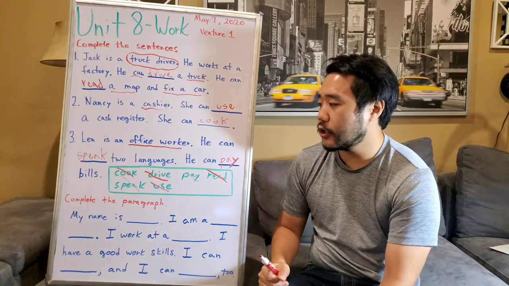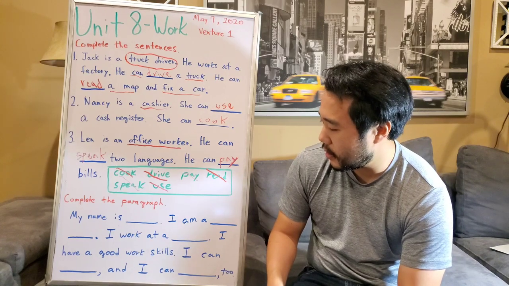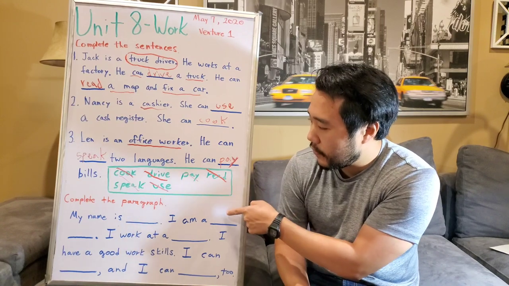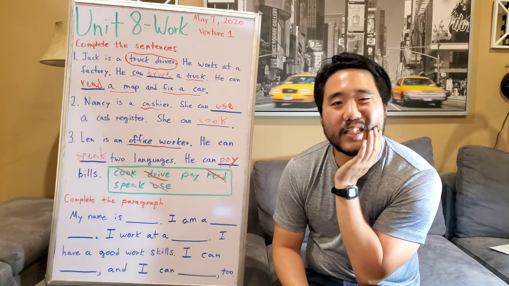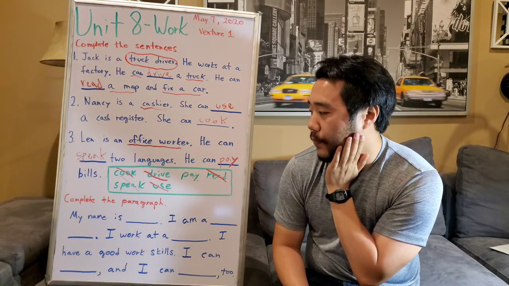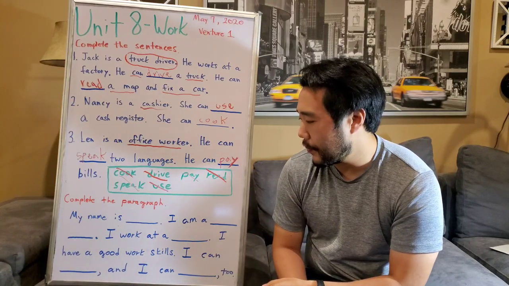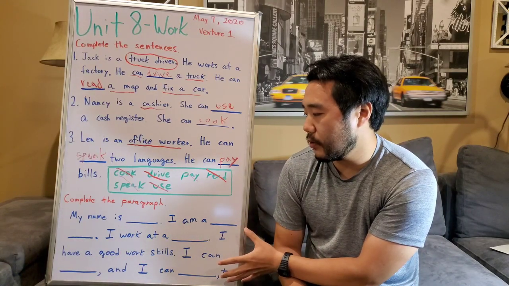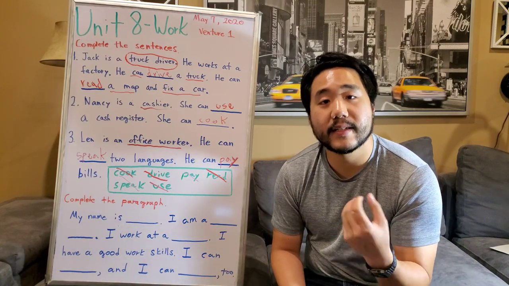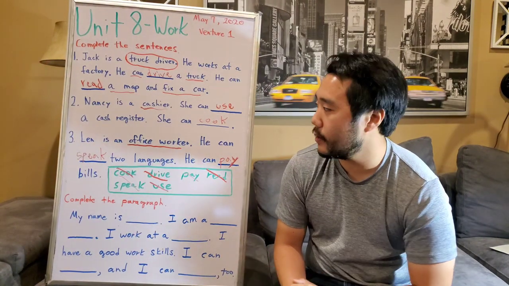Now, I want you to do this. So here I have complete the paragraph. It's a similar exercise to what I did in the part one video where I introduce myself and tell them what I am. So here you should be able to make your own verbs or skills to fill out this paragraph. So I want you to do that.